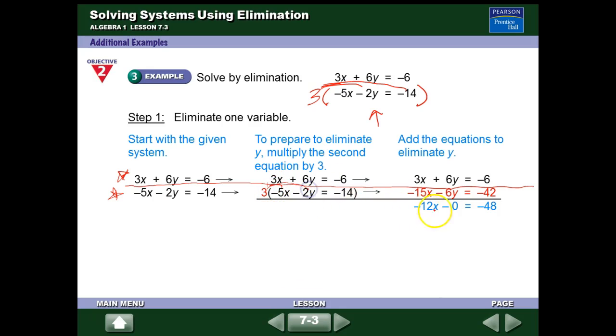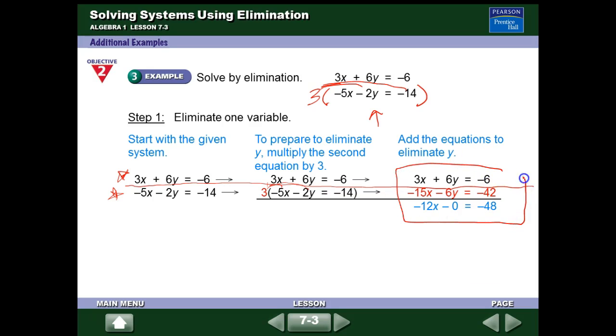3 times my negative 2 gives me a negative 6. 3 times a negative 14 gives me a negative 42. This kicks out to this new equation: negative 15x minus 6y equals negative 42.